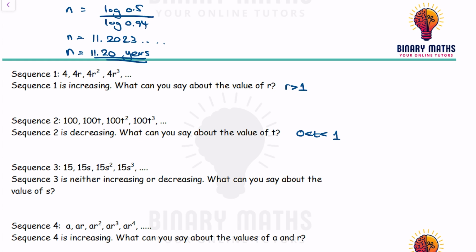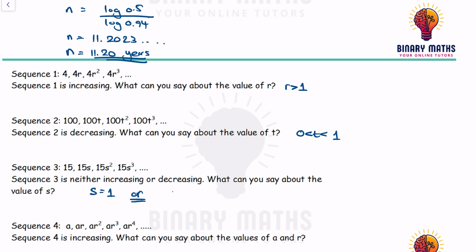Sequence 3: 15, 15 times s, 15 times s squared, 15 times s cubed. Sequence 3 is neither increasing nor decreasing. What can you say about the value of s? If s is equal to 1, then obviously you're going to get 15, 15, 15, 15, which is neither increasing nor decreasing, so that works out.